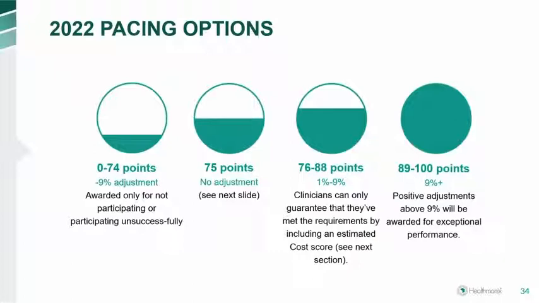And then you'll see that to receive the exceptional performance bonus, the threshold has increased as well. In order to be eligible for a positive payment adjustment above 9%, the requirement is 89 to 100 points.